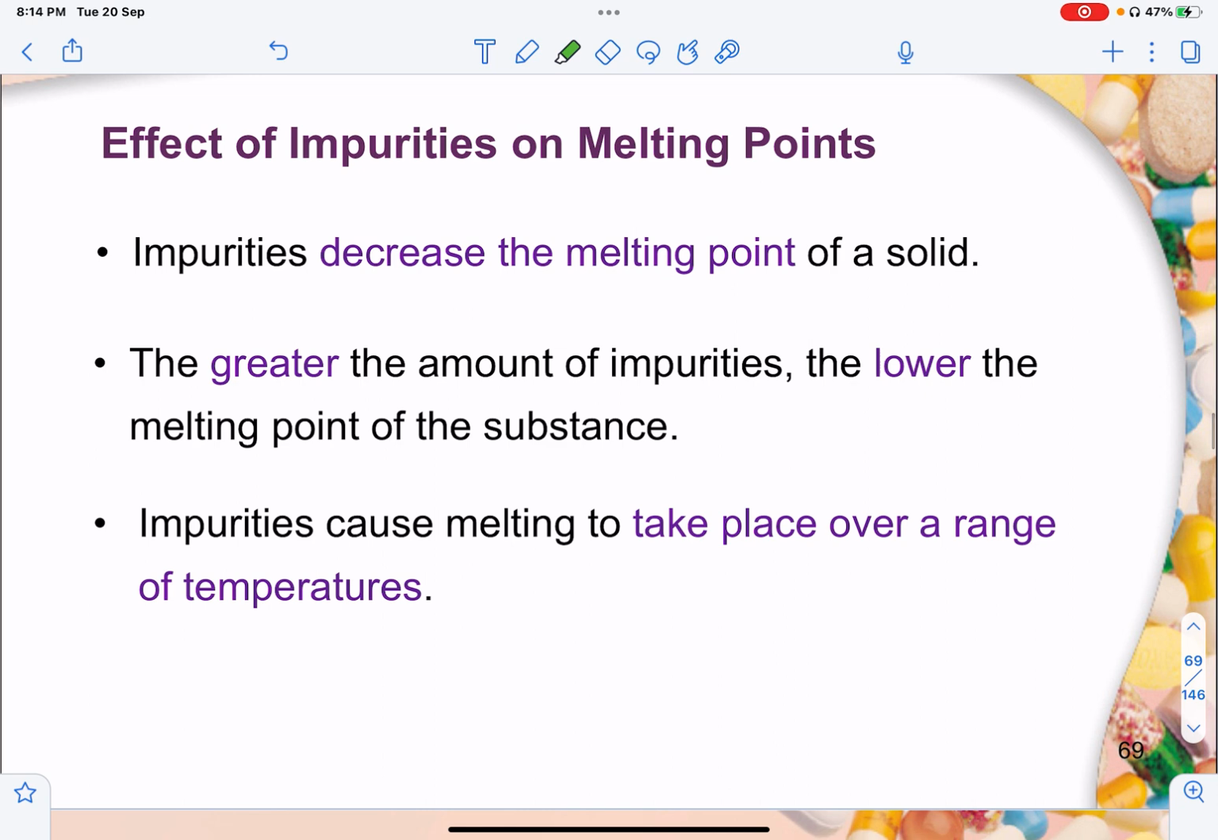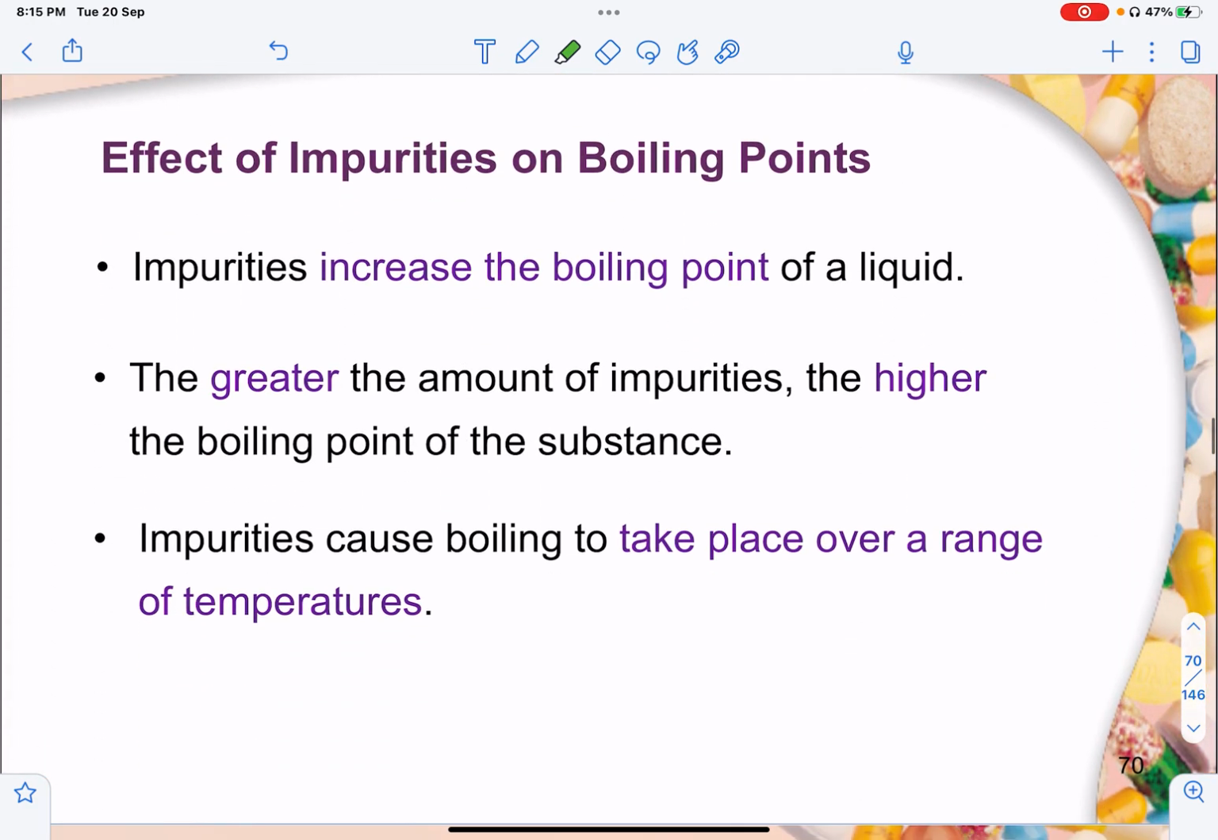So like I say, impurities decrease the melting point of a solid, such that having a greater amount of impurities will lower the melting point even further. And again, the melting point will fluctuate. It won't just stay at one particular temperature. On the other hand, for boiling point, it will increase. So there's a key difference between boiling and melting point.